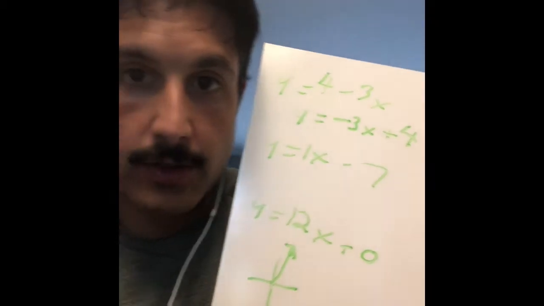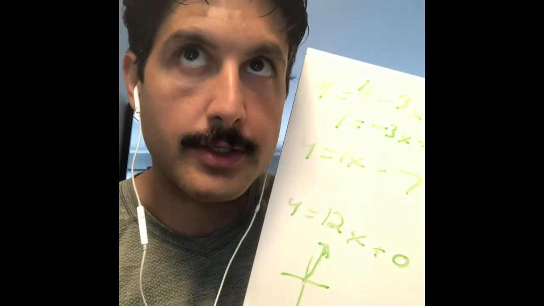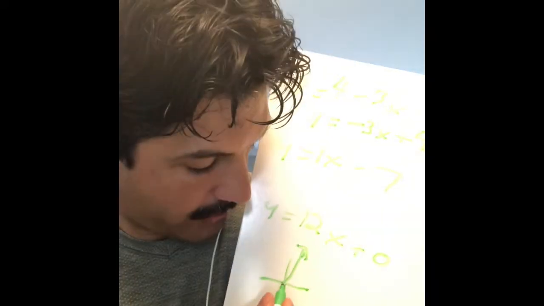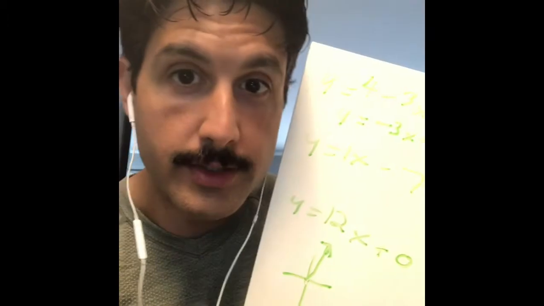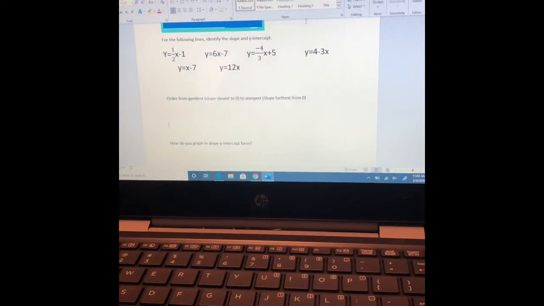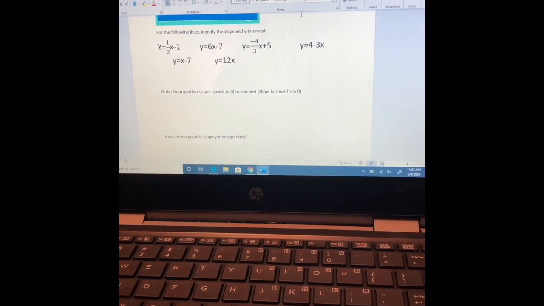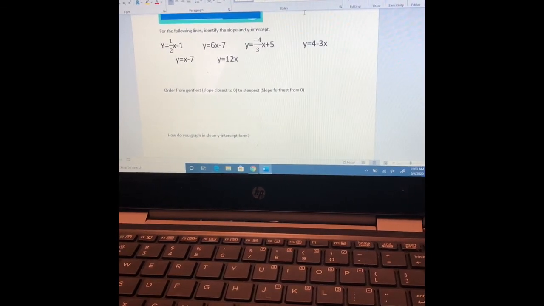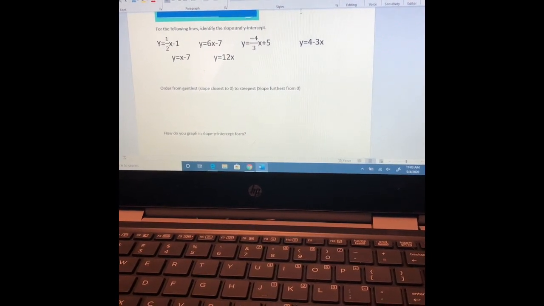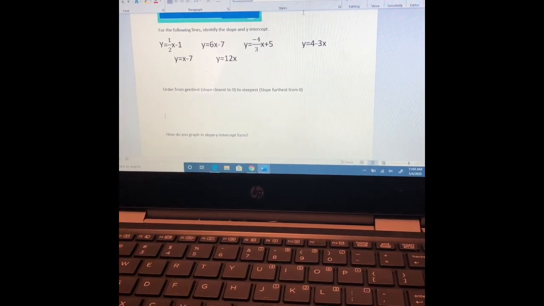So there you go. There's your last one. Last point, just to remind you, when it goes from 0, 0, that's called direct variation. All the other ones that have a y-intercept, that's called partial variation. Just a reminder. Okay, the second part is order from gentlest, as in the slope's closest to 0, or the smallest slope, to the steepest, where the slope's furthest from 0, or the greatest slope.